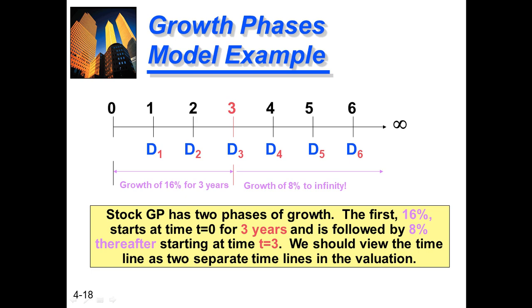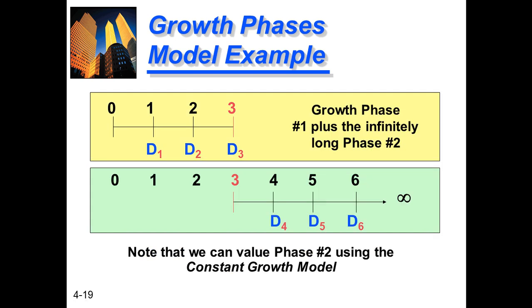So stock GP has 2 phases of growth. The first, 16%, starts at time T equals 0 for 3 years and is followed by 8% thereafter, starting at time T equals 3. We should view the timeline as 2 separate timelines in the valuation. From 0 to 3, it's one phase. From 3 to infinite life, this is the second phase. In the first phase, there is no constant growth model, but in the second phase, there is a constant growth model.